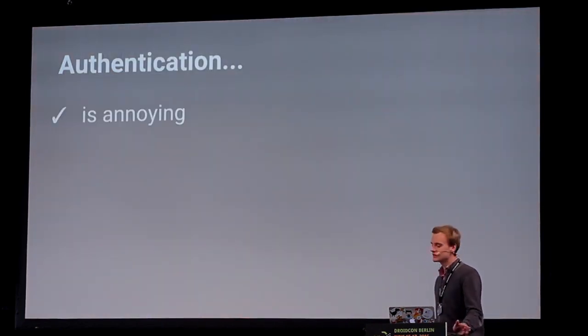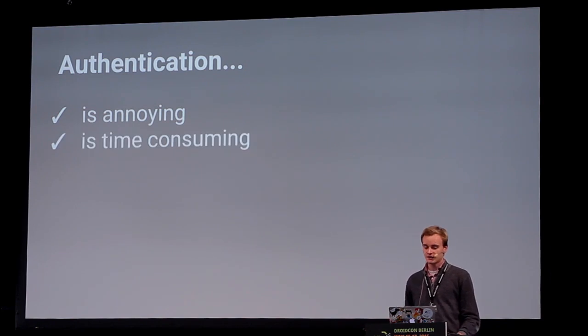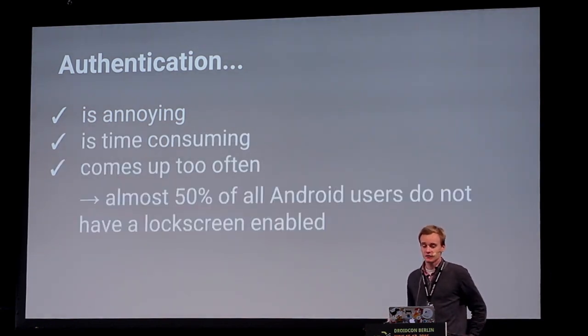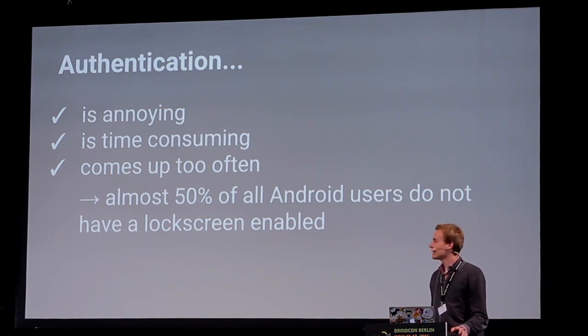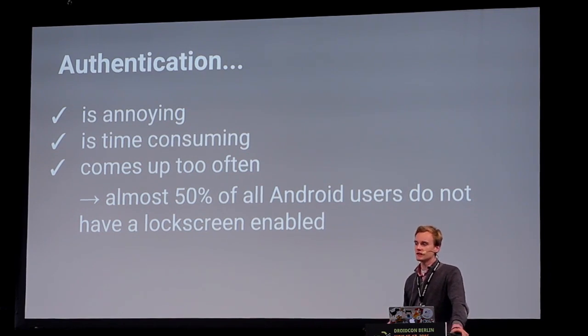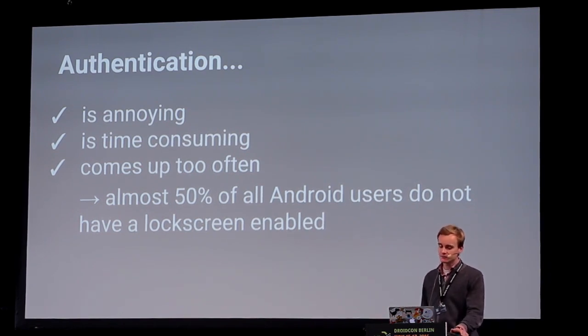Authentication is annoying and time-consuming, comes up too often, and almost 50% of all Android users do not have a lock screen enabled because of that. Because if you just pull out your phone, you just want to check the weather or your bank account balance, you always have to authenticate in every app, and this is what the users dislike.